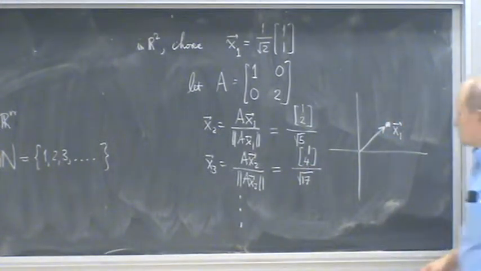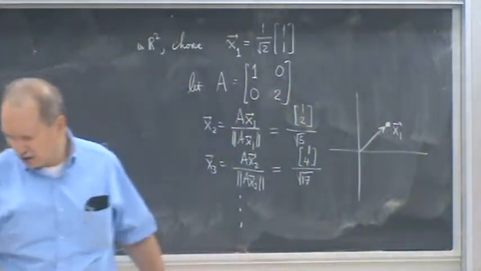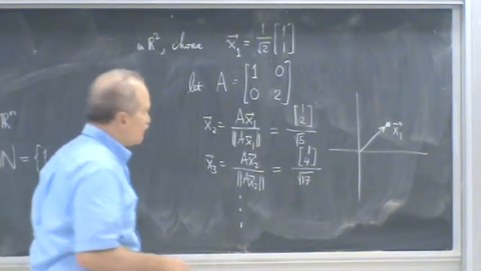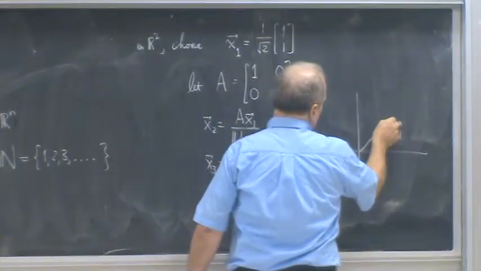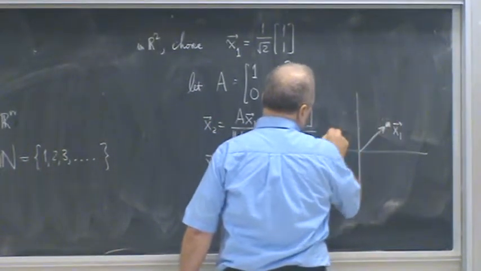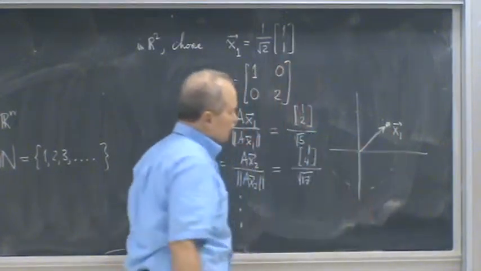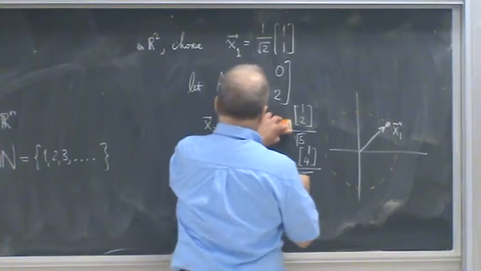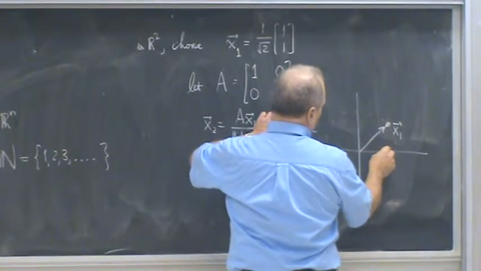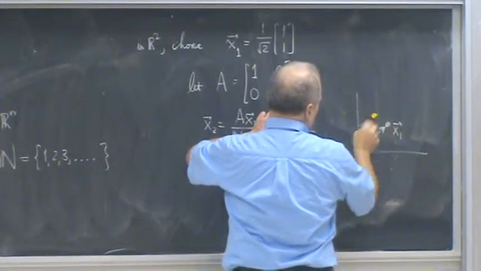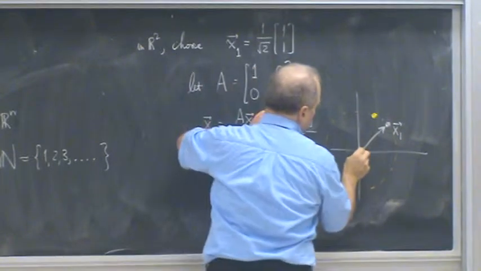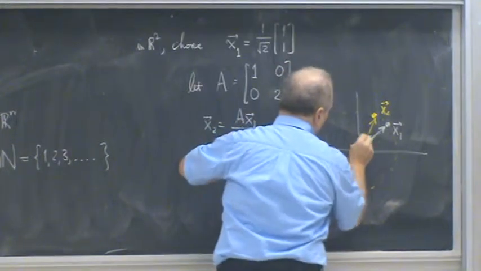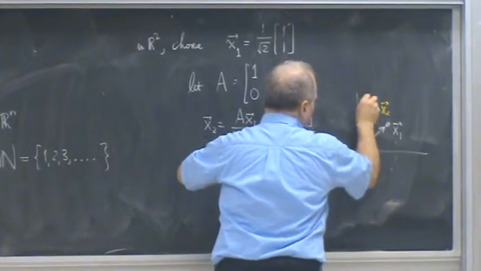So what's this sequence of vectors looking like? Moving closer to the y-axis. Rotating. They're all unit vectors, so I'm somewhere on the unit circle in the plane. X1 is there. X2 is (1, 2) turned into a unit vector. X3 is (1, 4) turned into a unit vector.